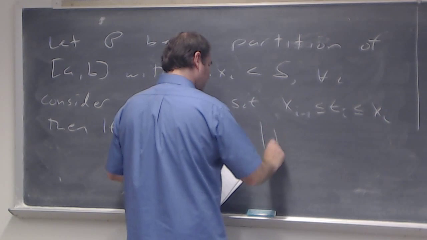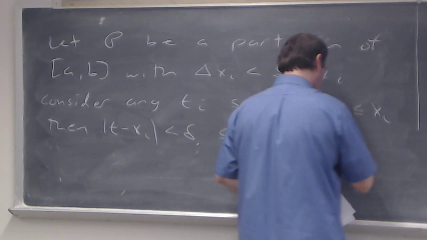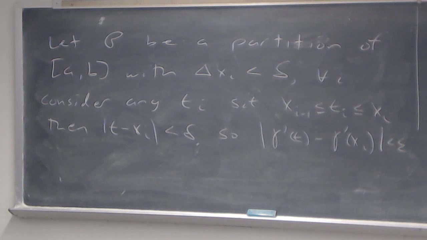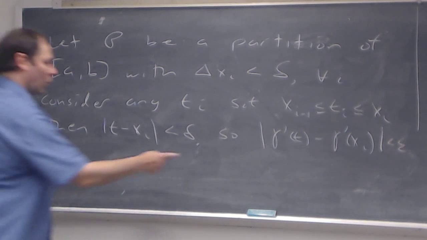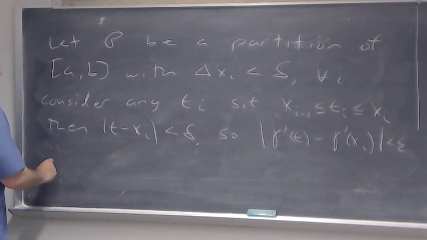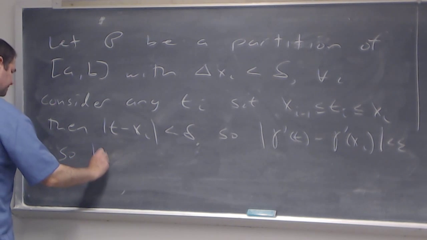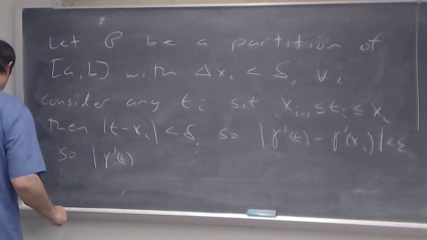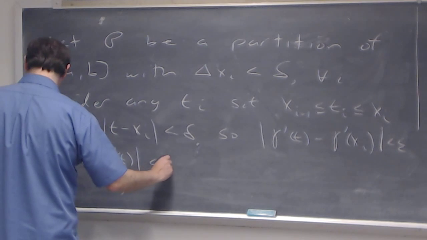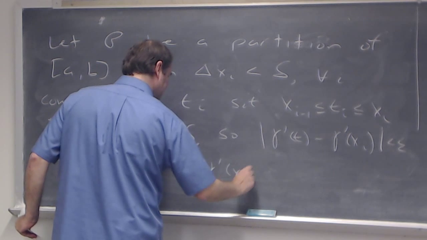And so what we get is that the norm of gamma prime of t minus gamma prime of x_i will be less than epsilon because of the uniform continuity. Now, what that implies, and these are norms, but you can work with it a little bit, there's a few steps skipped here, is that the norm of gamma prime of t, the derivative, will be less than epsilon plus the norm of gamma prime of x_i.